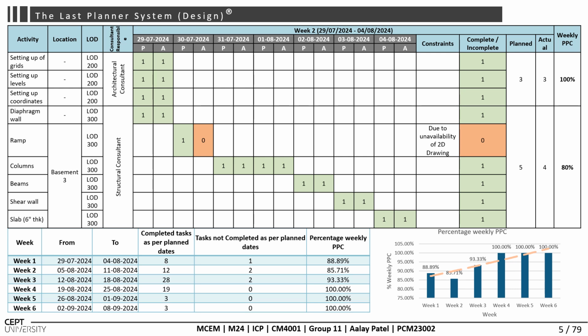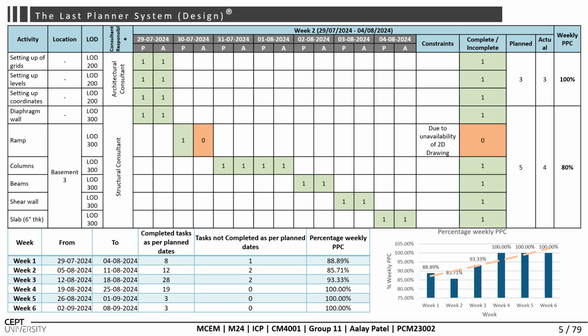We have also tracked the observations and trends for each week. During the first 3 weeks, several constraints were identified and documented, such as missing resources or unavailability of drawings. By addressing these constraints, the project achieved a better alignment between planned and actual activities during the last 3 weeks, showing a significant improvement in execution efficiency. It achieved a 100% result of planned versus actual.